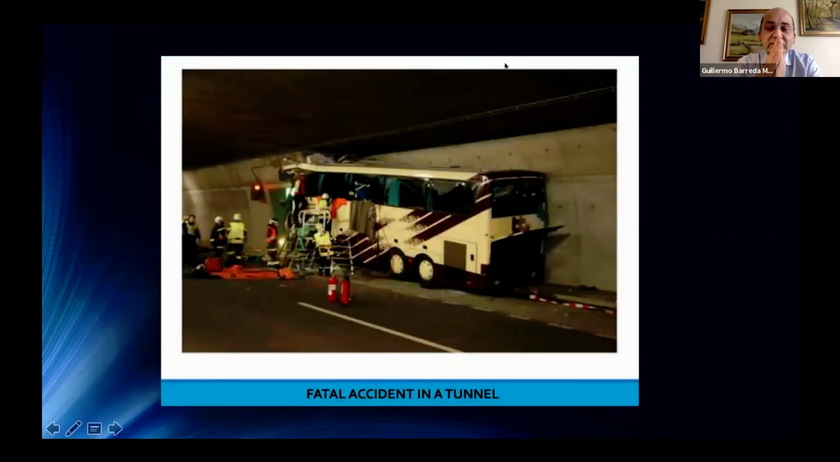This is the result of an accident in a tunnel. This is a bus that crashed against an emergency refuge area inside the tunnel. The result of this accident was 28 people killed. Fortunately, there weren't more vehicles affected. And I say fortunately, because if you imagine that after this accident there are more cars or any kind of vehicle affected by this accident, you can imagine the result of this accident.